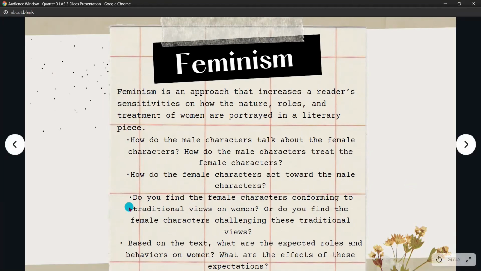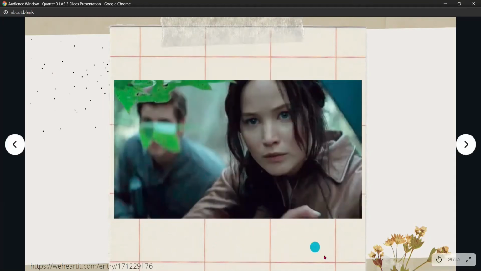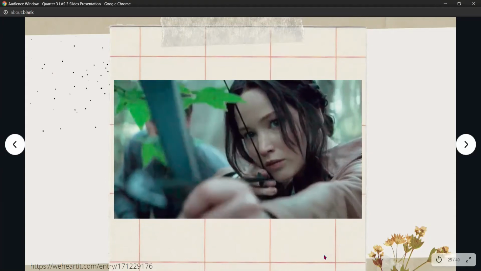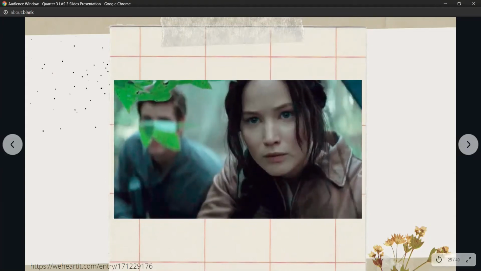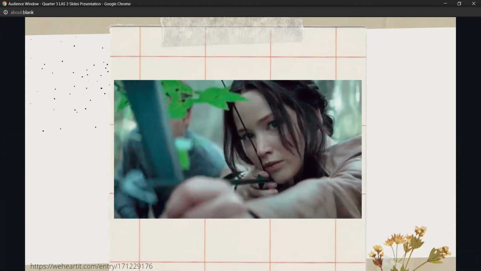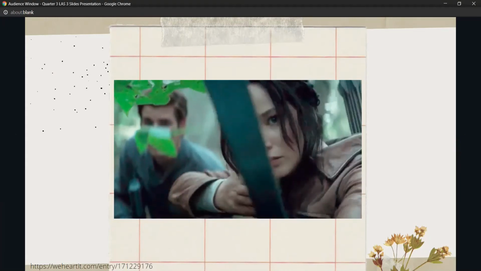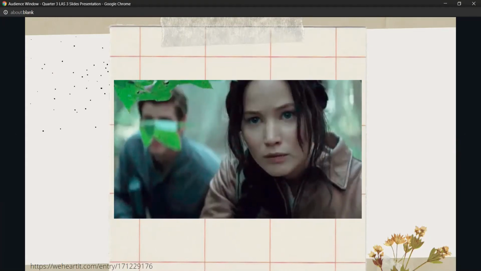Do you find the female characters conforming to traditional views on women, or do you find the female characters challenging these traditional views? Katniss is a strong female protagonist. We see it even in the beginning of the novel when she hunts illegally at the restricted area.